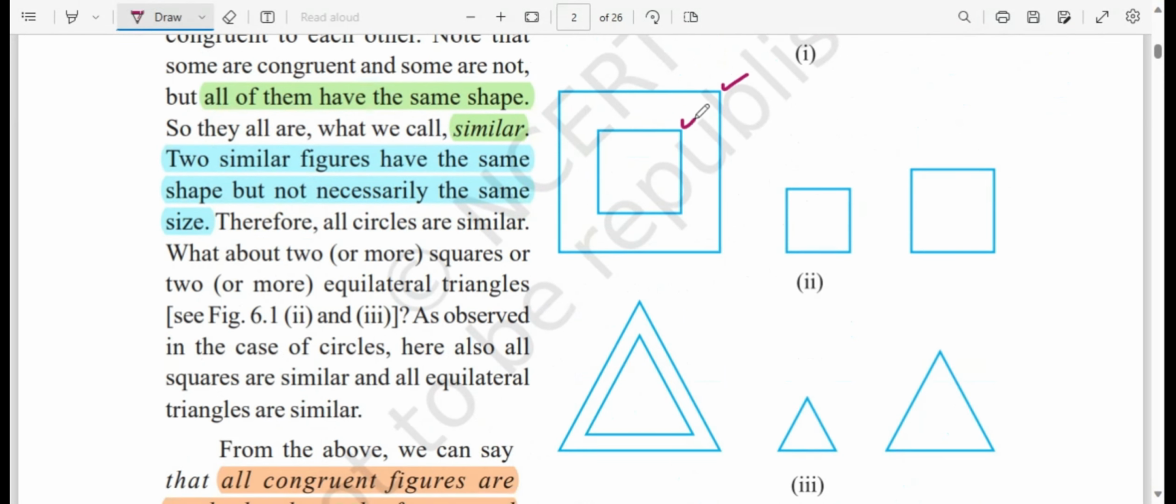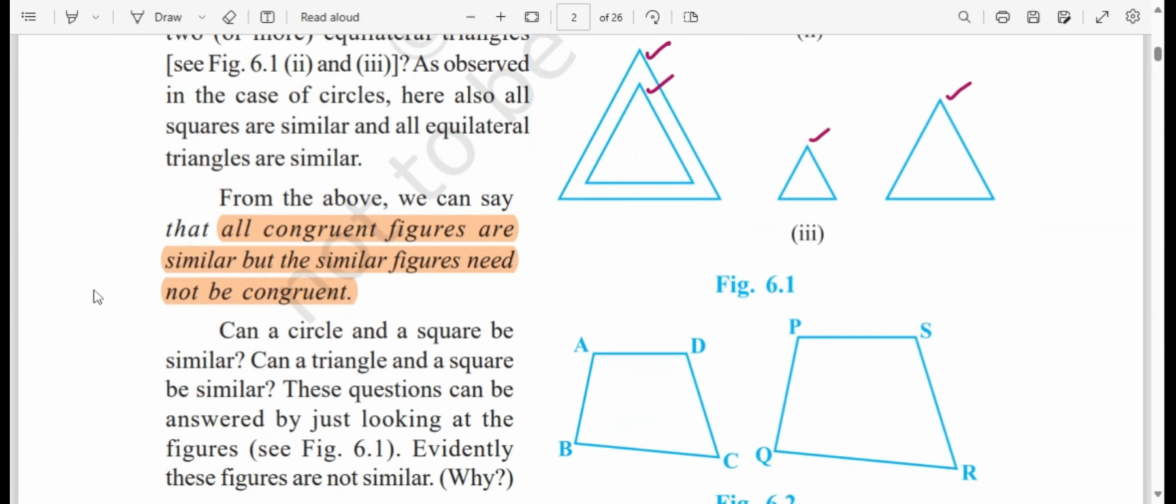So these two squares, they are similar to each other. These two squares, they are similar to each other. They are not congruent. They are similar. Even these equilateral triangles are similar figures. They are not congruent. Okay. So what we can tell at the end is that all congruent figures are similar, but similar figures need not be congruent.